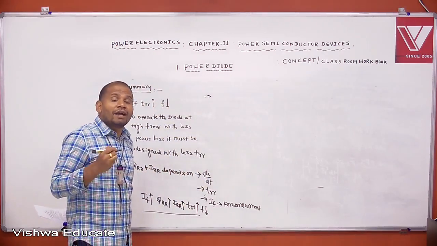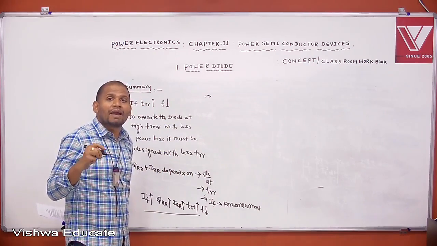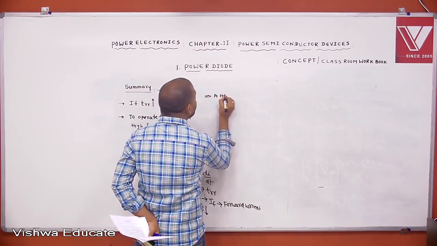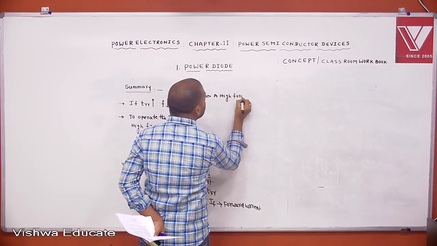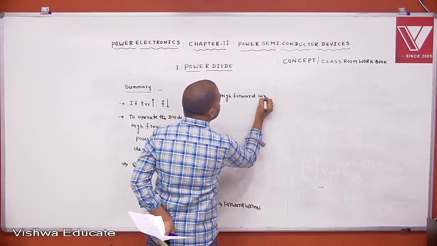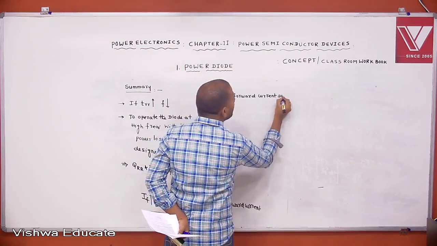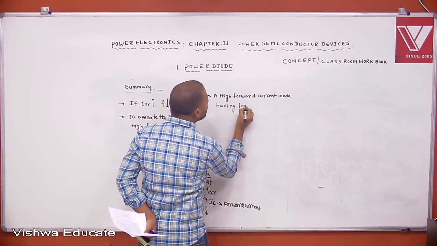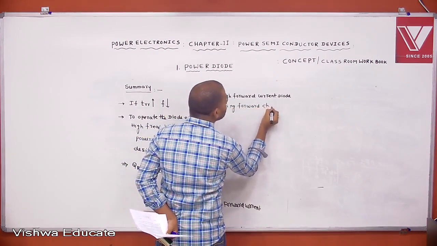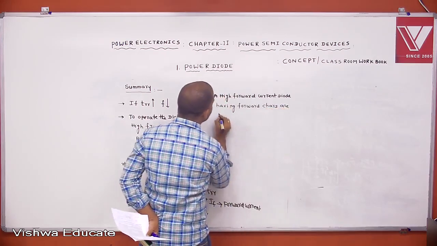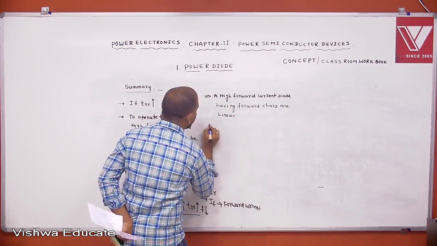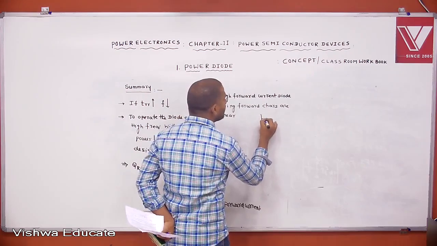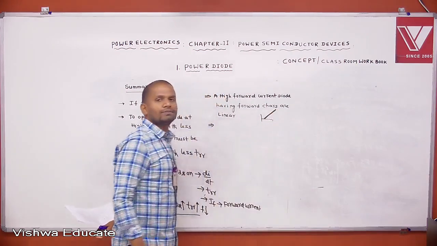A high forward current diode has forward characteristics that are linear. Understood? These forward characteristics are linear.